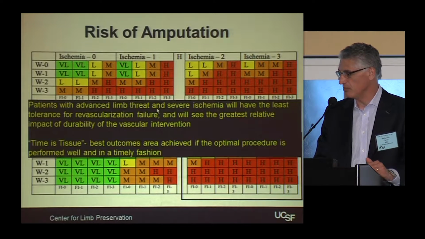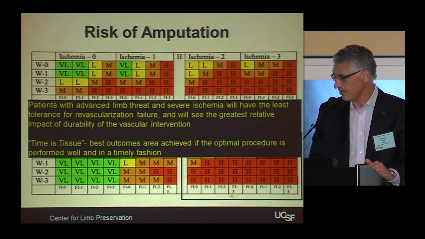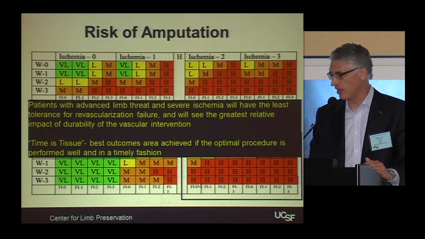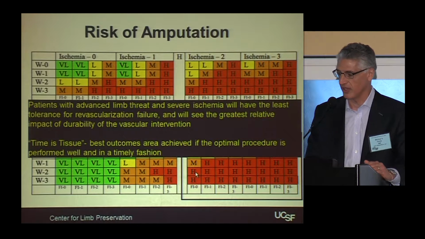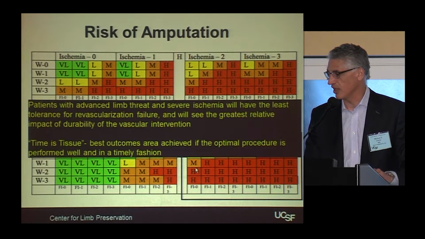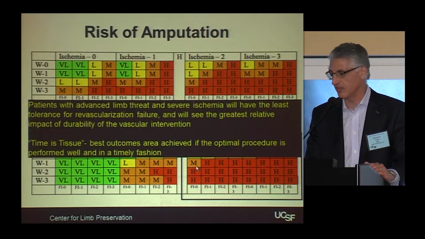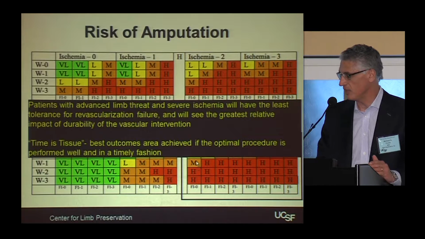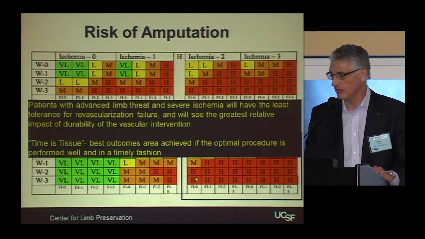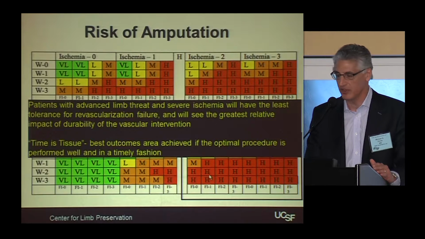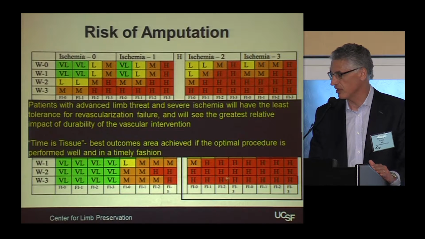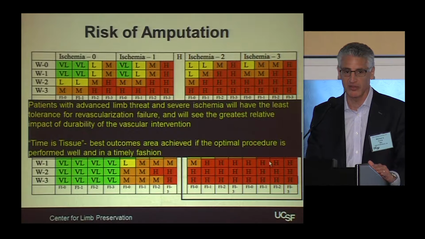But the point about these patients over here, the ones with advanced limb threat and severe ischemia, is that they will have the least tolerance for failed revascularization, and they're going to have the greatest relative impact of the durability of that procedure. In these patients, time is tissue. Don't fiddle and diddle. The best outcomes are achieved if you do the optimal procedure well in a timely fashion. These people don't tolerate failure very well.